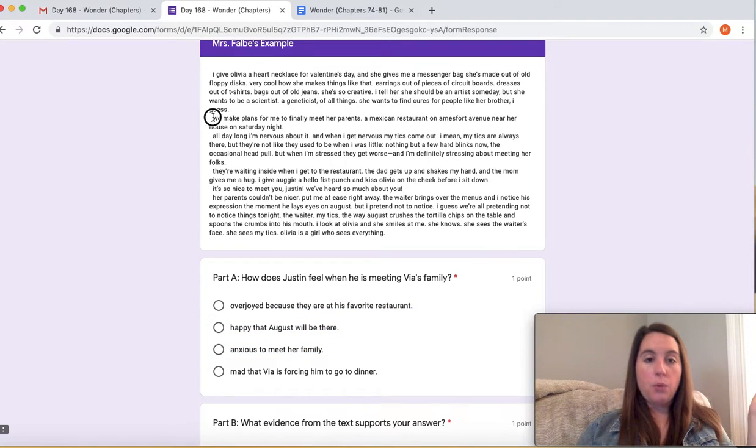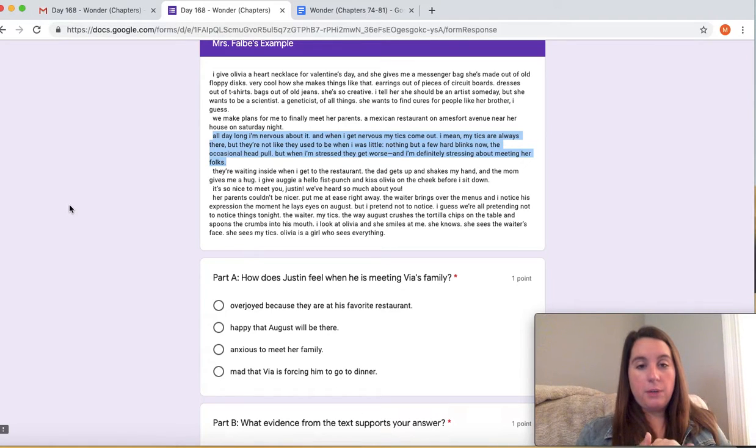Here we go. We make plans to finally meet her parents, a Mexican restaurant on Amherst Avenue near the house on Saturday night. All day long, I'm nervous about it. And when I get nervous, my tics come out. I mean, my tics are always there, but they're not like they used to be when I was little. Nothing but a few hard blinks now. The occasional head pull. But when I'm stressed, they get worse, and I'm definitely stressing about meeting her folks.